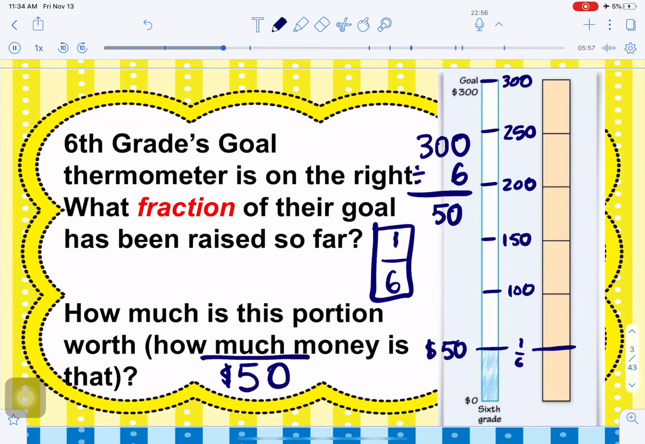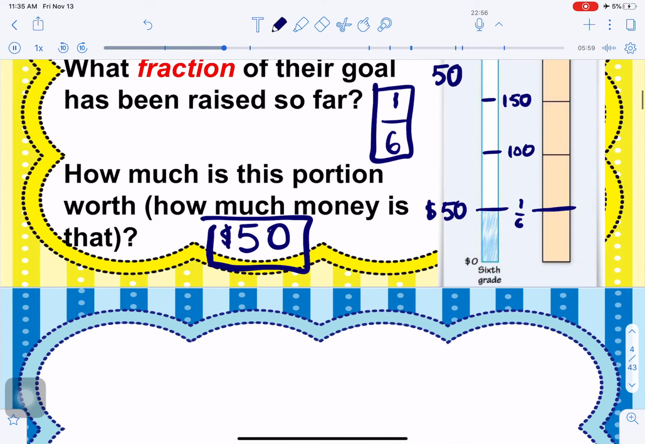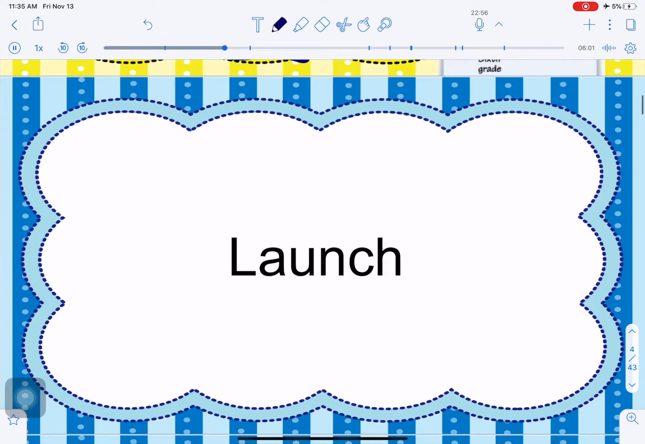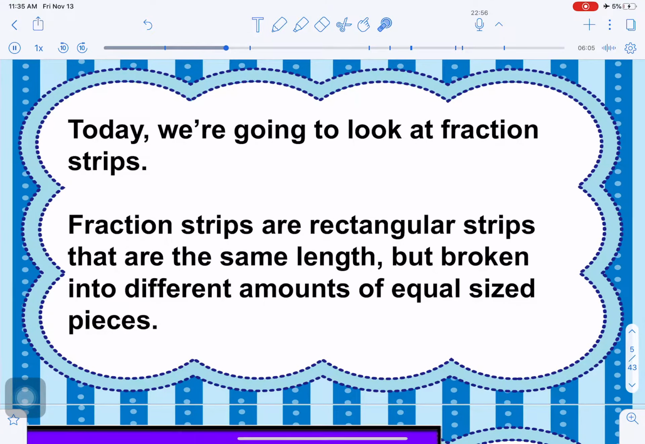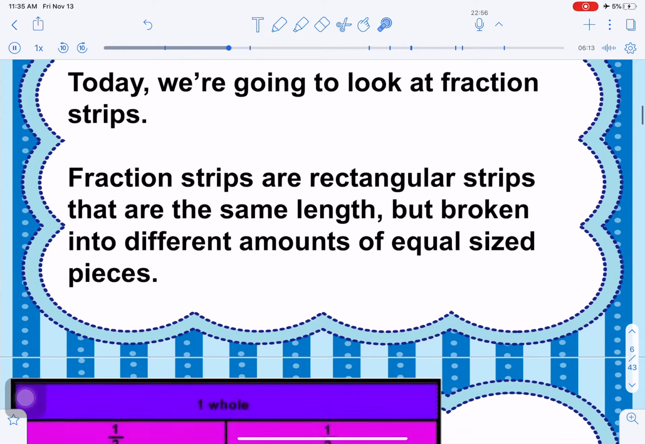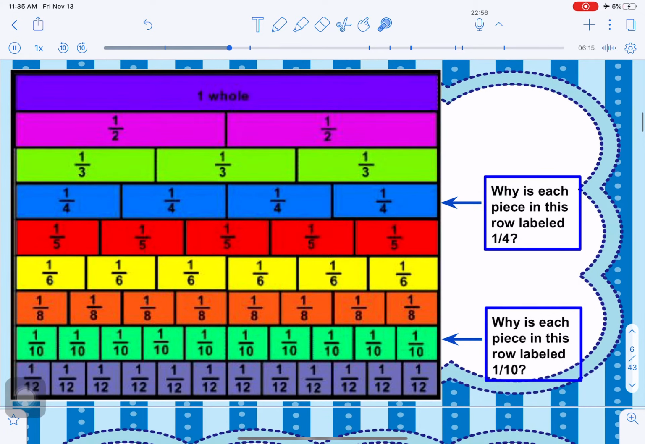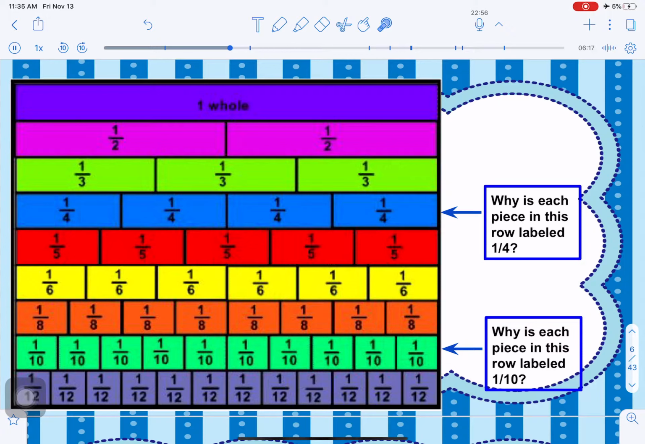Okay. Moving into our launch, we have the statement here. It says, today we're going to look at fraction strips. Fraction strips are rectangular strips that are the same length but broken into different amounts of equal-sized pieces. So I'm sure you might have seen this in 3rd grade and 4th grade and 5th grade, but this is the most common representation of fraction pieces in relation to one whole.